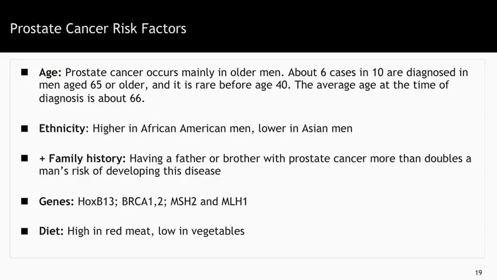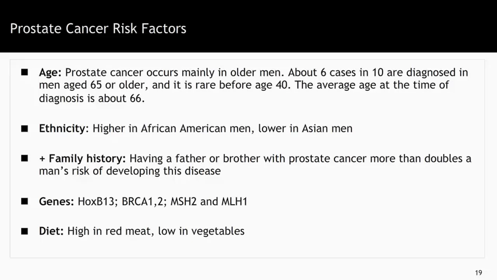The risk factors for prostate cancer are age, again, a disease mainly occurring in older men. 6 out of 10 cases are diagnosed in men age 65 or older, and it is rare before age 40. The average age at time of diagnosis is about 66. Ethnicity plays a big role in prostate cancer risk. It is higher in African American men, and your chance of getting prostate cancer is lower if you're Asian.